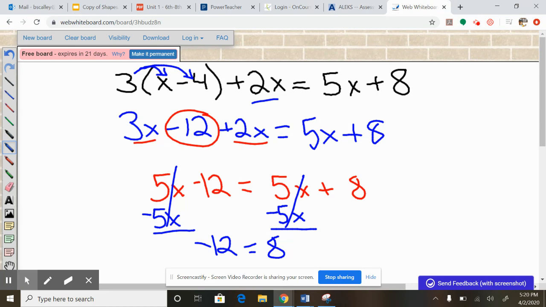In the last video, we got an answer that was totally true. But in this case, negative 12 is never going to be equal to 8. And there's no more x's, so basically I can't plug anything in to make those true. So unlike the last video where I would have infinite solutions, this is actually a situation where I'm going to have no solutions.